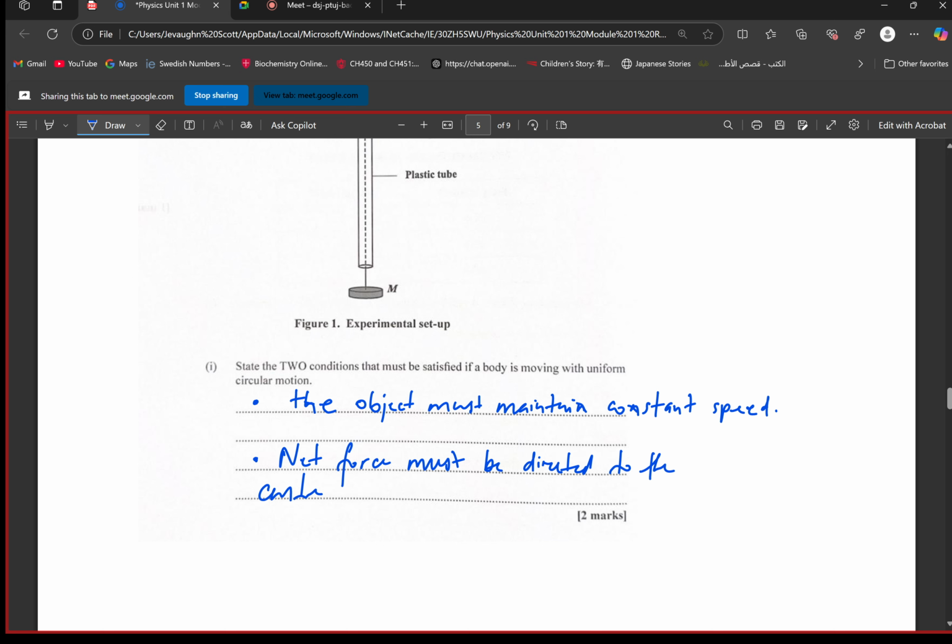Right, so that's what we're looking at, really and truly. In other words, the net force must be centripetal. It must be directed to the center of the circular path.